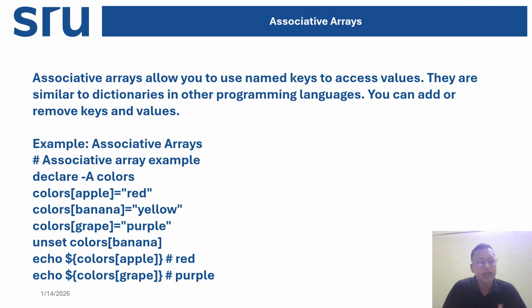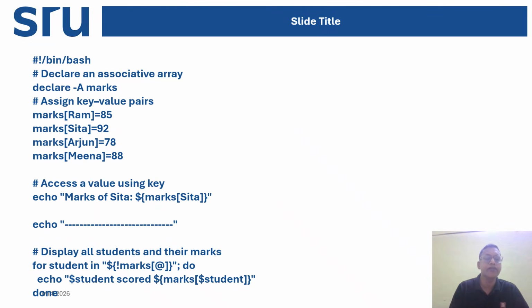Now you can print: echo dollar of colors of apple. It prints red. The second last statement, echo dollar of colors of grape, prints purple. Okay, so this is about the associative array.